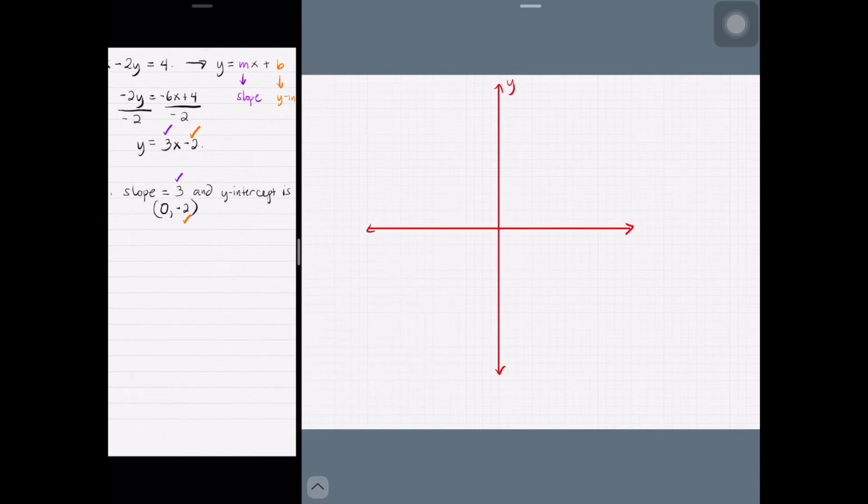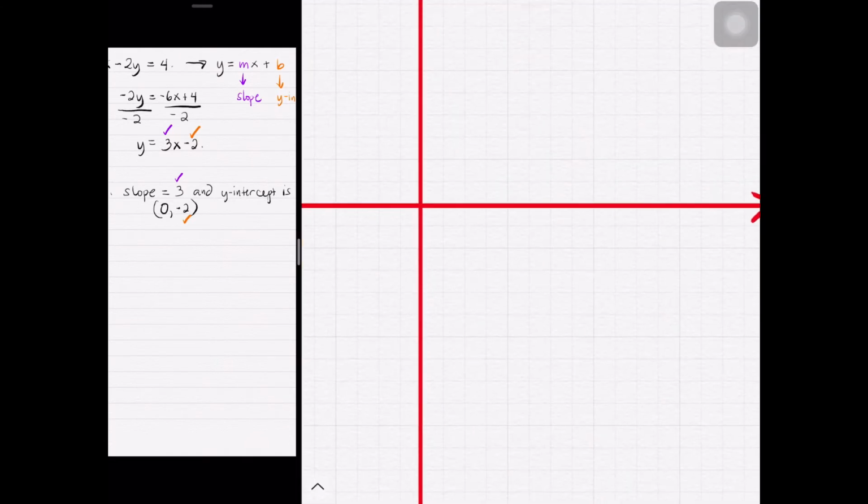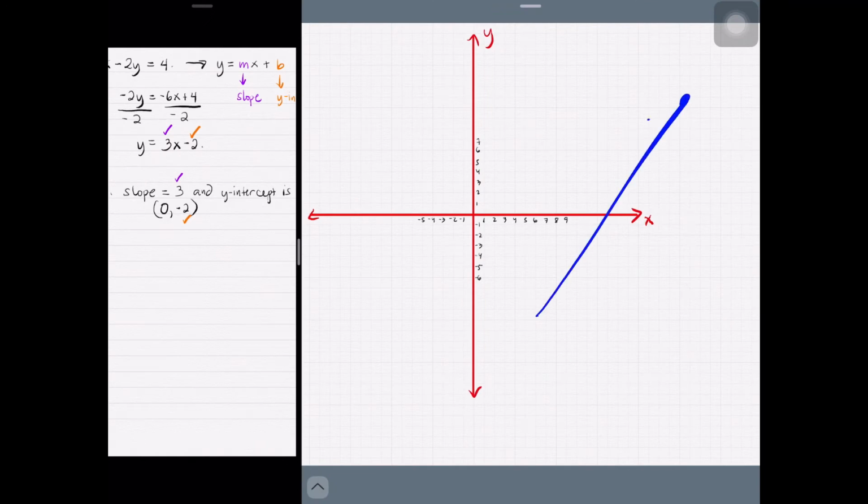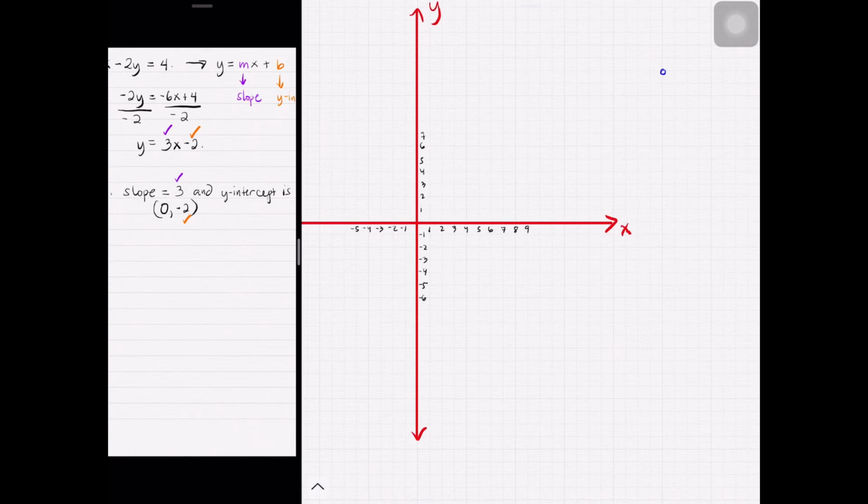Since we have identified the slope, which is 3, and the y-intercept, which is (0, negative 2), we are now ready to graph the given equation 6x minus 2y equals 4. If you want to be reviewed on how to plot points, just click our suggested video there about plotting points. Let's consider blue color for the point (0, negative 2). Plotting that point will have this.